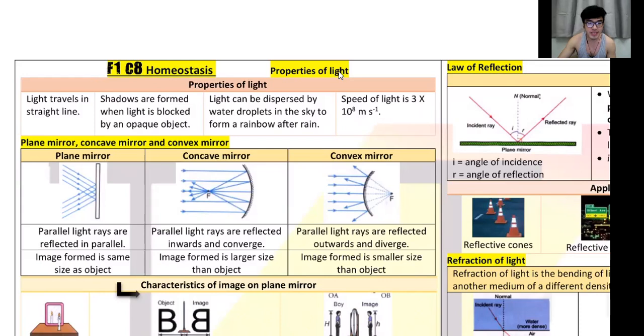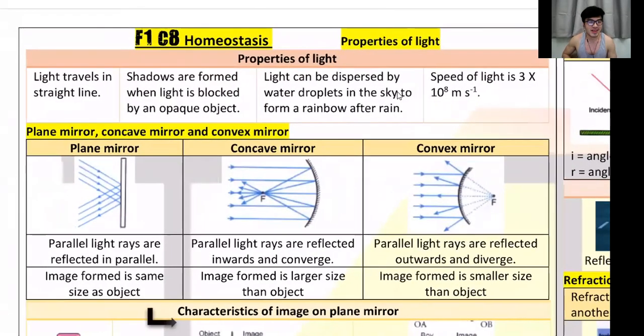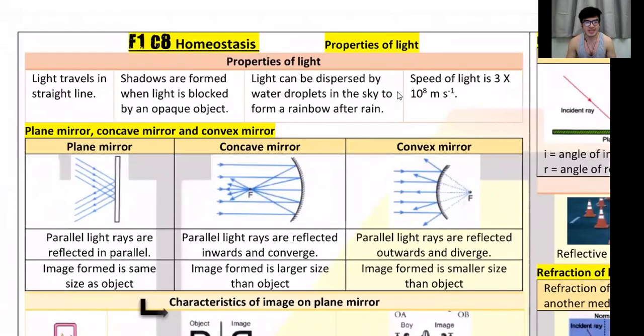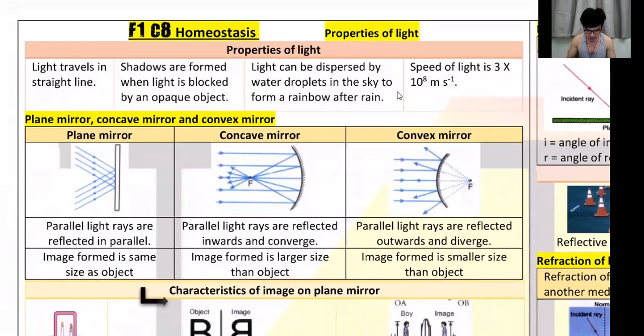Okay, hang on. Okay, yes, hello Jovian. Happy holiday. We are in chapter 8, Form 1, which is the November notes. All right, so you're just in time. Let's begin.